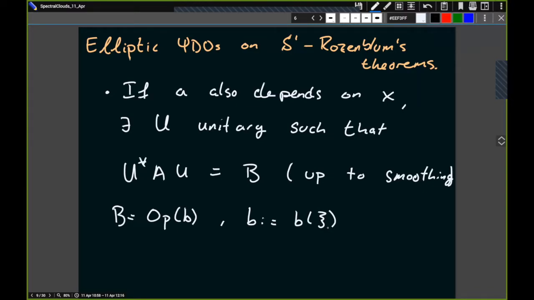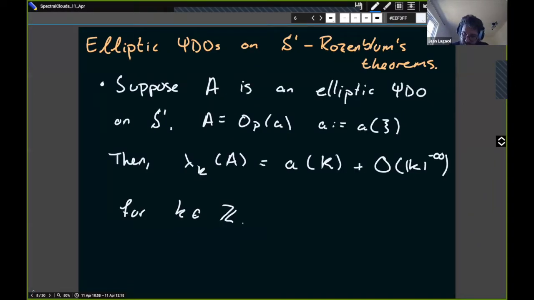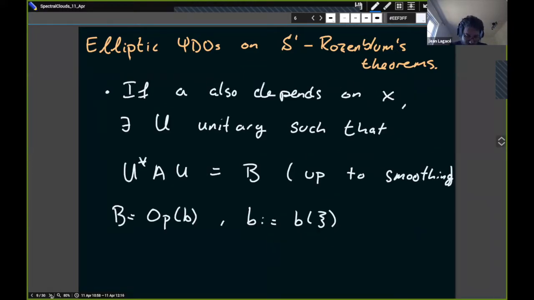Sorry, Jean. Yes. The operator should be self-adjoint. Oh, yes, of course. You are completely right here. You need a self-adjoint operator.